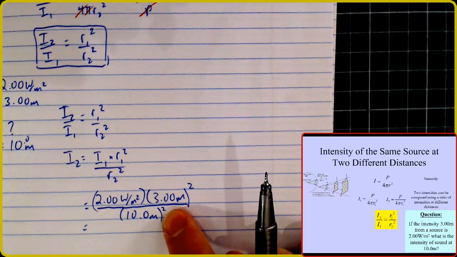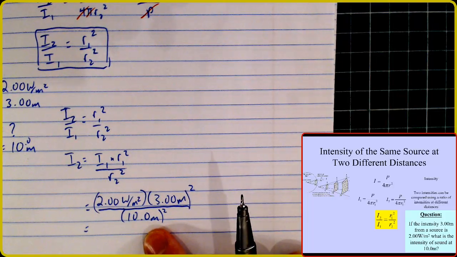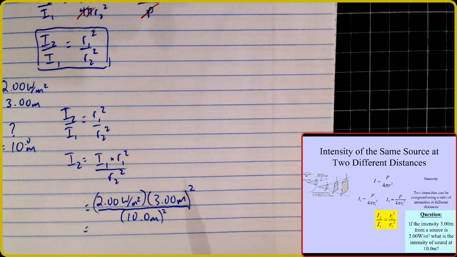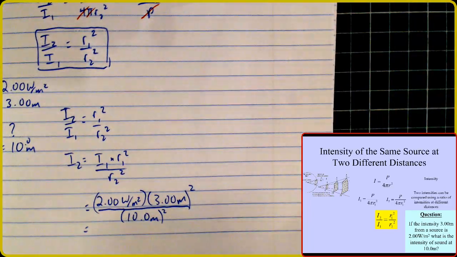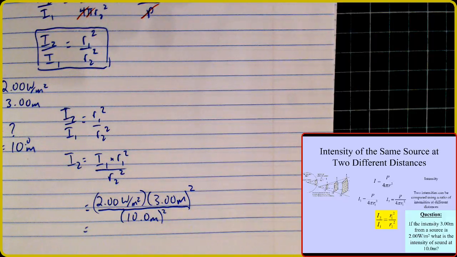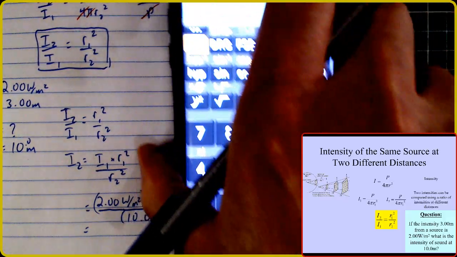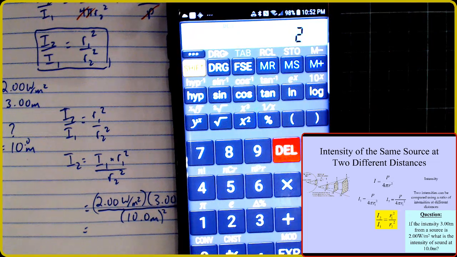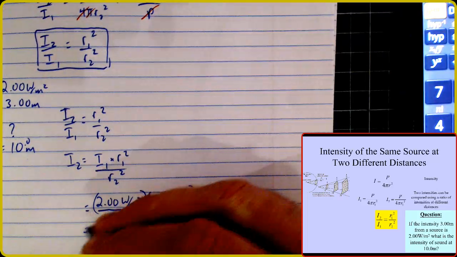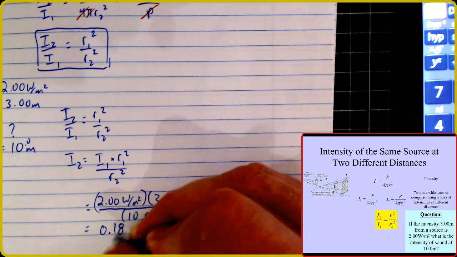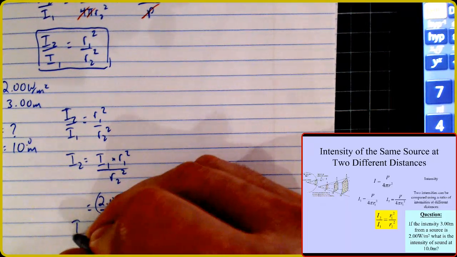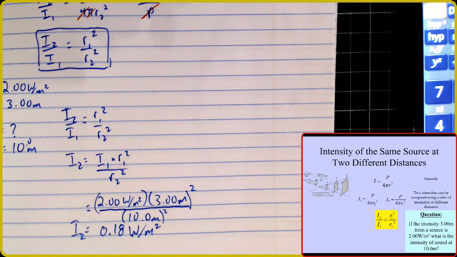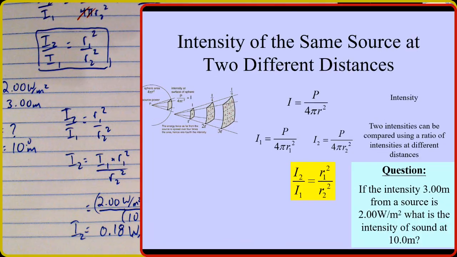So you could do the math. 3 squared is 9. 9 divided by 10 squared. 10 squared is 100. So 9 divided by 100 is 0.09. Oh, let me pull up my calculator. 2 times 9 divided by 100, 0.18. 0.18 units are watts per meter squared. That would be the intensity that you find at the 10 meter mark away from this particular power source.